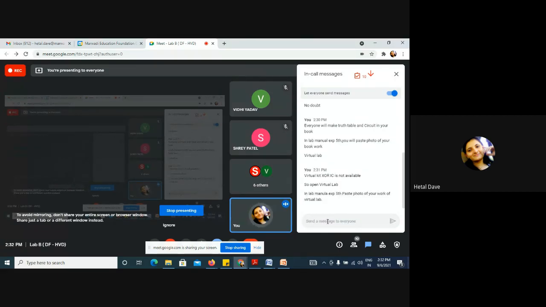I put some instructions in the chat box. Online students, everyone will read it carefully. If any doubt, you can ask. So you can start your work, open the virtual lab. For this experiment, you need to open the virtual lab where you will find half adder and full adder. Open this experiment and explore it. After 5 or 10 minutes, everyone will be asked to share your screen.